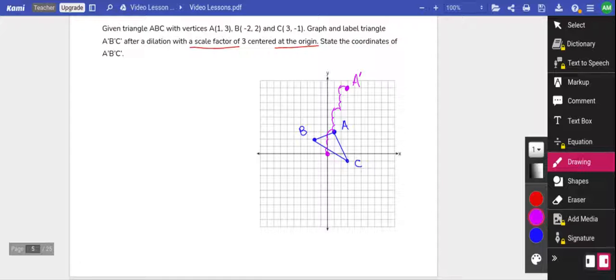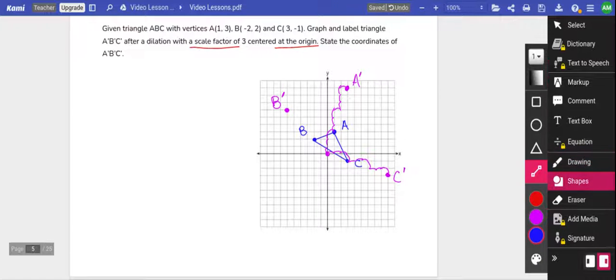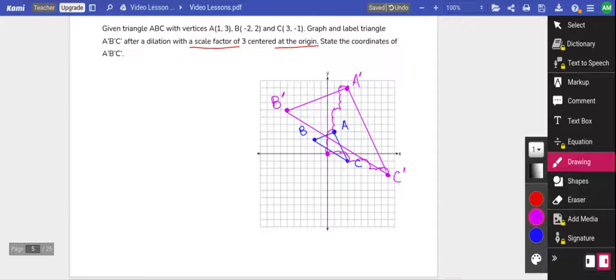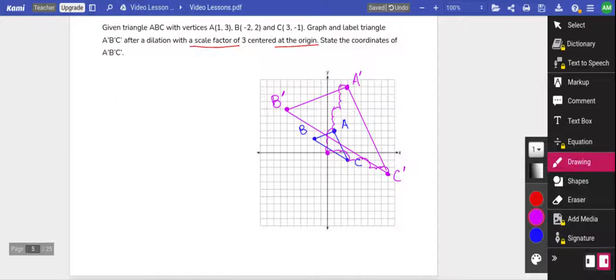So I'm going to repeat that process with B and C. To get to C, I went right 3, down 1. So I'm going to repeat that process 2 more times to get C prime. And for B, I would go up 2, left 2. So I'm going to repeat that process 2 more times. Once I'm done, I can connect my points of my new shape because it does tell me to graph and label the triangle. And then it tells me to state the coordinates.